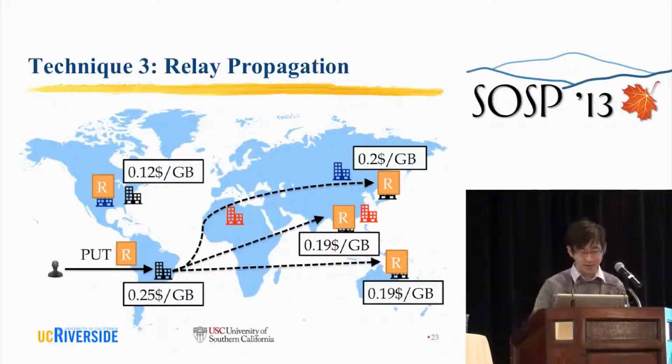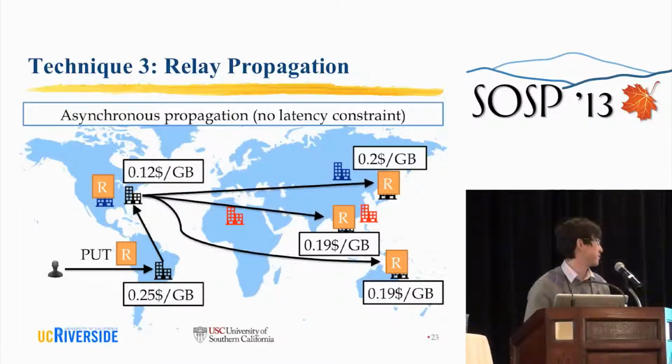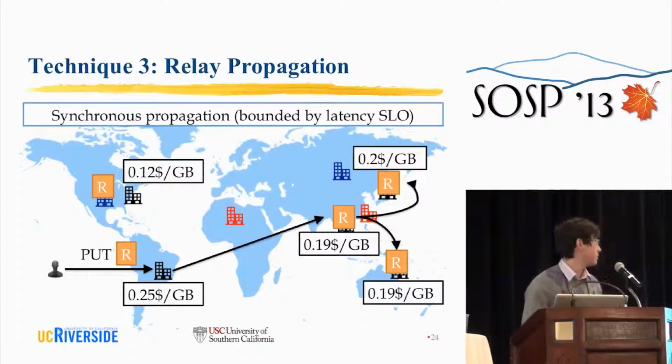For example, here we have a data center in South America that wants to send copies of data to 3 data centers in Asia and the Pacific. If this propagation is asynchronous, which means it is not bounded by the latency SLOs, we can send the data to the data center with the cheapest data transfer price across all data centers. But if this propagation is synchronous, doing this might violate latency SLOs. So in this case, there might be only a few choices that enable cost savings. Here, we can only send the data to the data center in Asia and let it propagate the data. But still, we can see some cost savings.